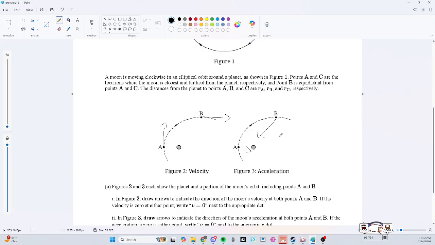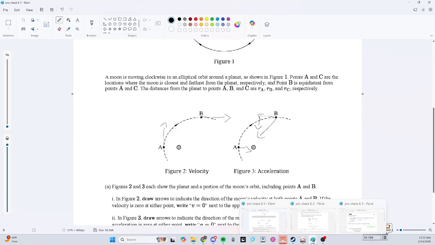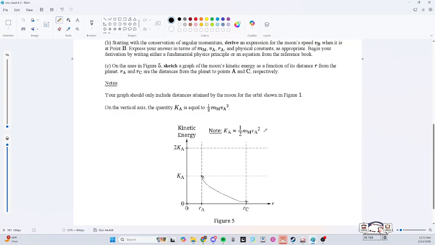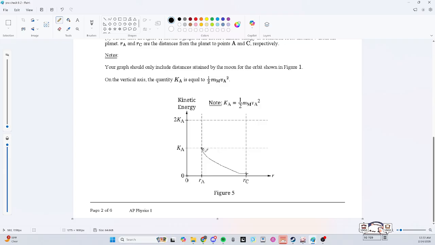But as you can see here for the acceleration, if we break this up, we can see that there's a negative horizontal component to the acceleration at point B compared to point A. This means that as the radius increases, the acceleration turns negative and makes the velocity decrease as well. And that is consistent with the graph here: as the velocity decreases, the kinetic energy will decrease as well, which is shown here as the radius increases.